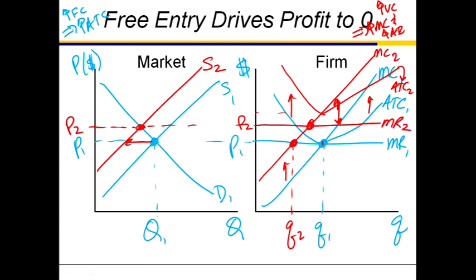Because the price has risen, the typical firm is now going to produce a slightly higher quantity. I'll call it Q3. So they're getting a higher price, and so they're going to be willing to produce a little bit more, Q3. They're still not at Q1. And now at that quantity Q3, we still have losses because the price is still below the average total cost.